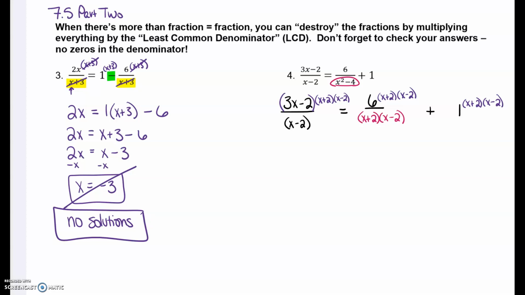Okay, now we can cancel. We can destroy fractions. The x minus 2 cancels, so we have 3x minus 2 times x plus 2 equals. In the next term, woohoo, everything cancels. We have 6. And then this last term wasn't a fraction, so nothing cancels. We have x plus 2, x minus 2. There's a 1 in front, but 1 times, you know.